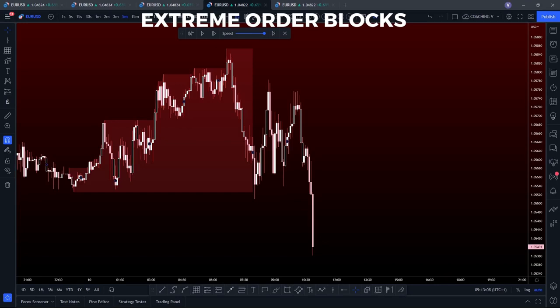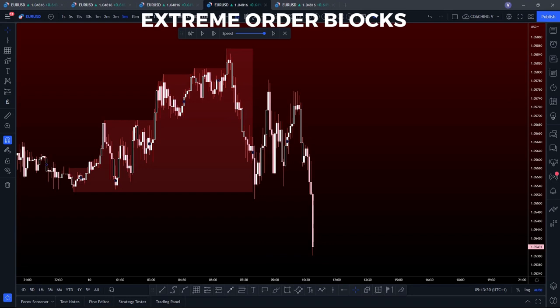So traders, we are now going to look at identifying extreme order blocks on the chart. Now, as shown in the intro video, extreme order blocks will always appear at swing structure, which will always be at the start and end of trends. And the market can move away from these extreme zones, but will still come back to them at a later point.